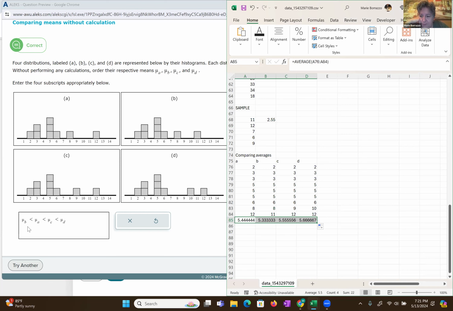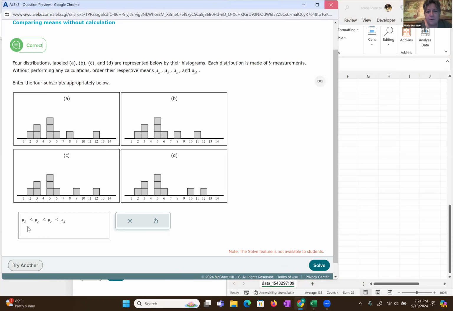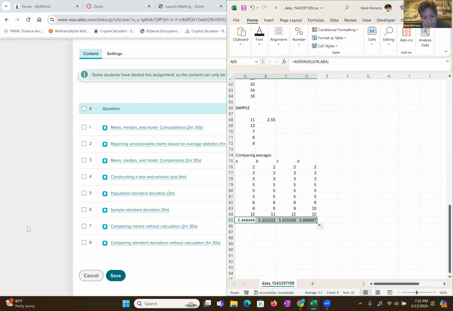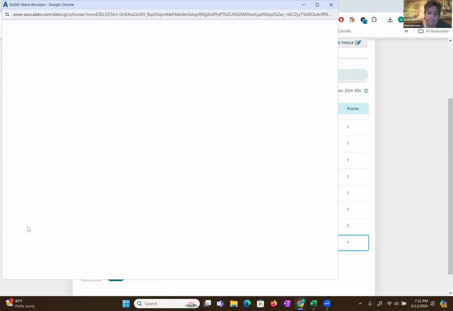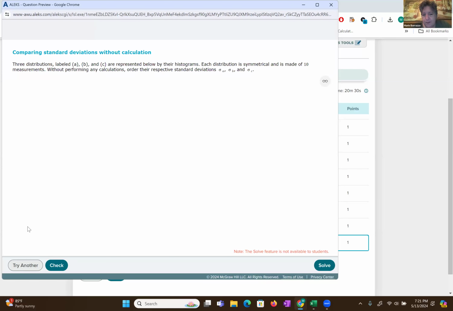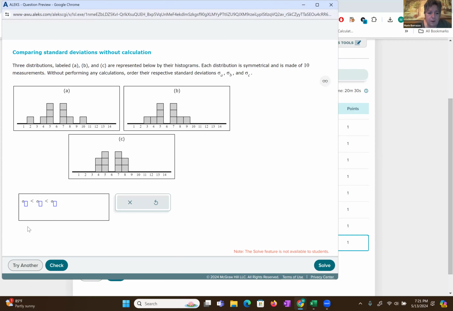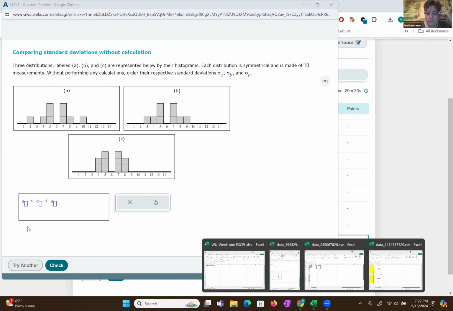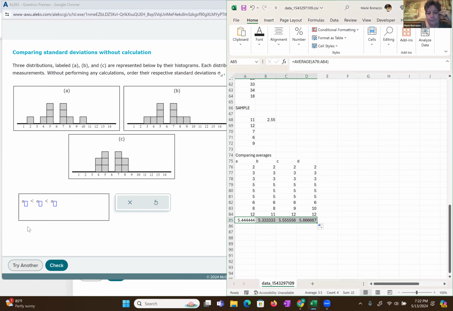Is that clear? Is it easy? Easy? Yeah? Okay. All right, so if that's easy, let's do the D, this one, the standard deviations. And you're going to do the same thing. So now how dispersed are things? How far apart are they? So you're going to do the same thing. Comparing.